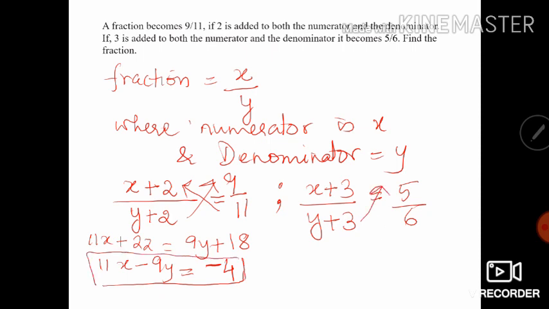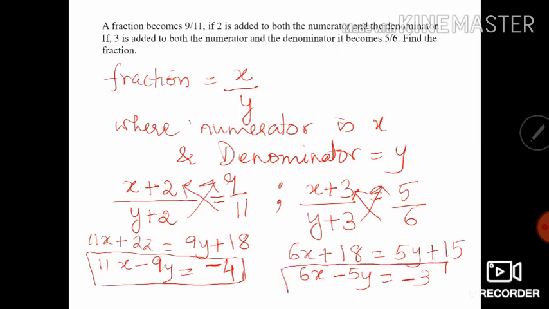Similarly, cross multiply the second equation. So 6x plus 18 is equal to y into 5 plus 15. Carry the variables to the left hand side and constants to the right. So 15 minus 18 is minus 3. This is the second equation. Solve the two equations by substitution method.